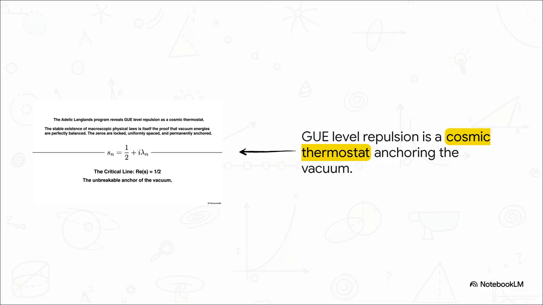The stable existence of the macroscopic physical laws we experience every single day is, in itself, the proof that the vacuum energies are perfectly balanced. The GUE level repulsion we filtered out earlier acts as that cosmic thermostat. It ensures the zeros are locked, uniformly spaced, and permanently anchored to the critical line. The critical line is the unbreakable anchor of the vacuum.